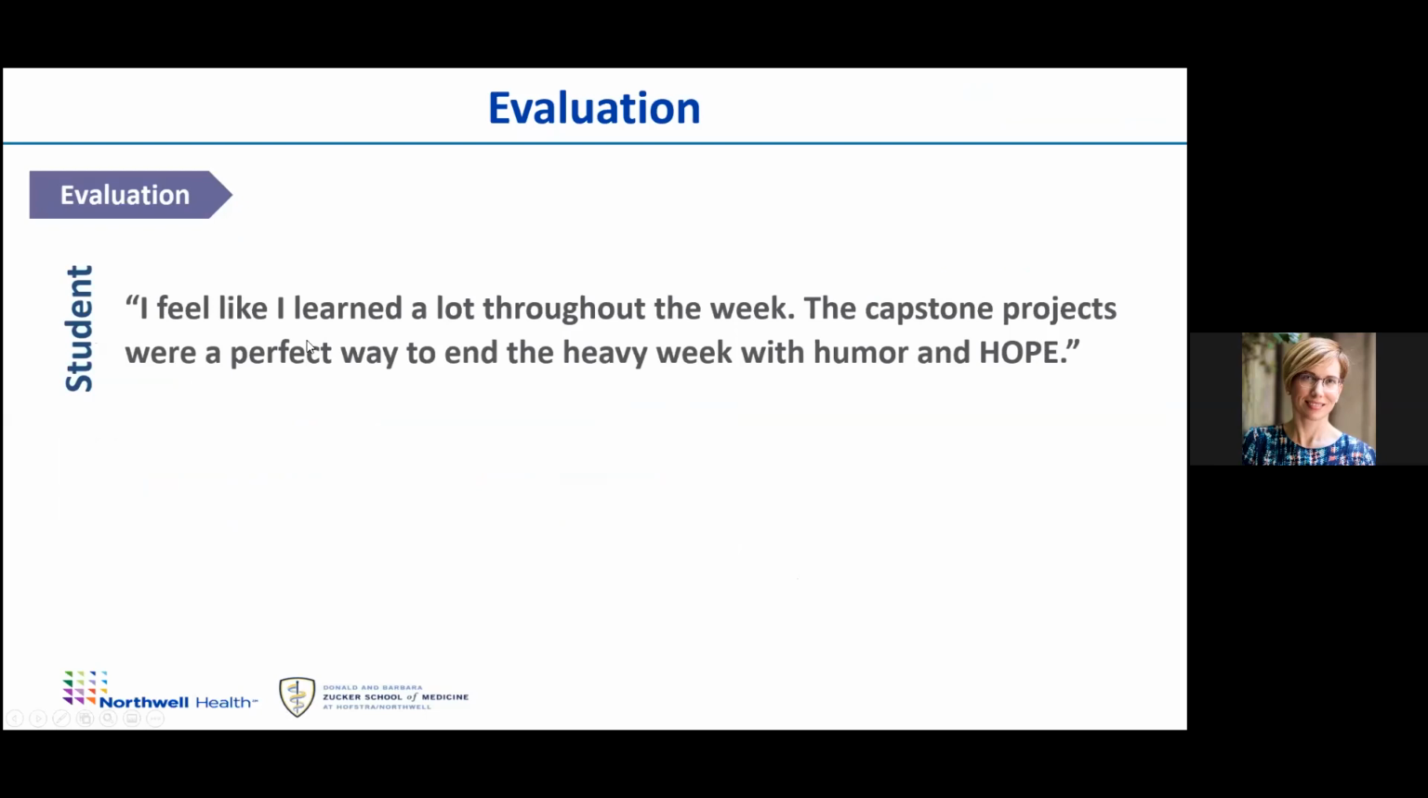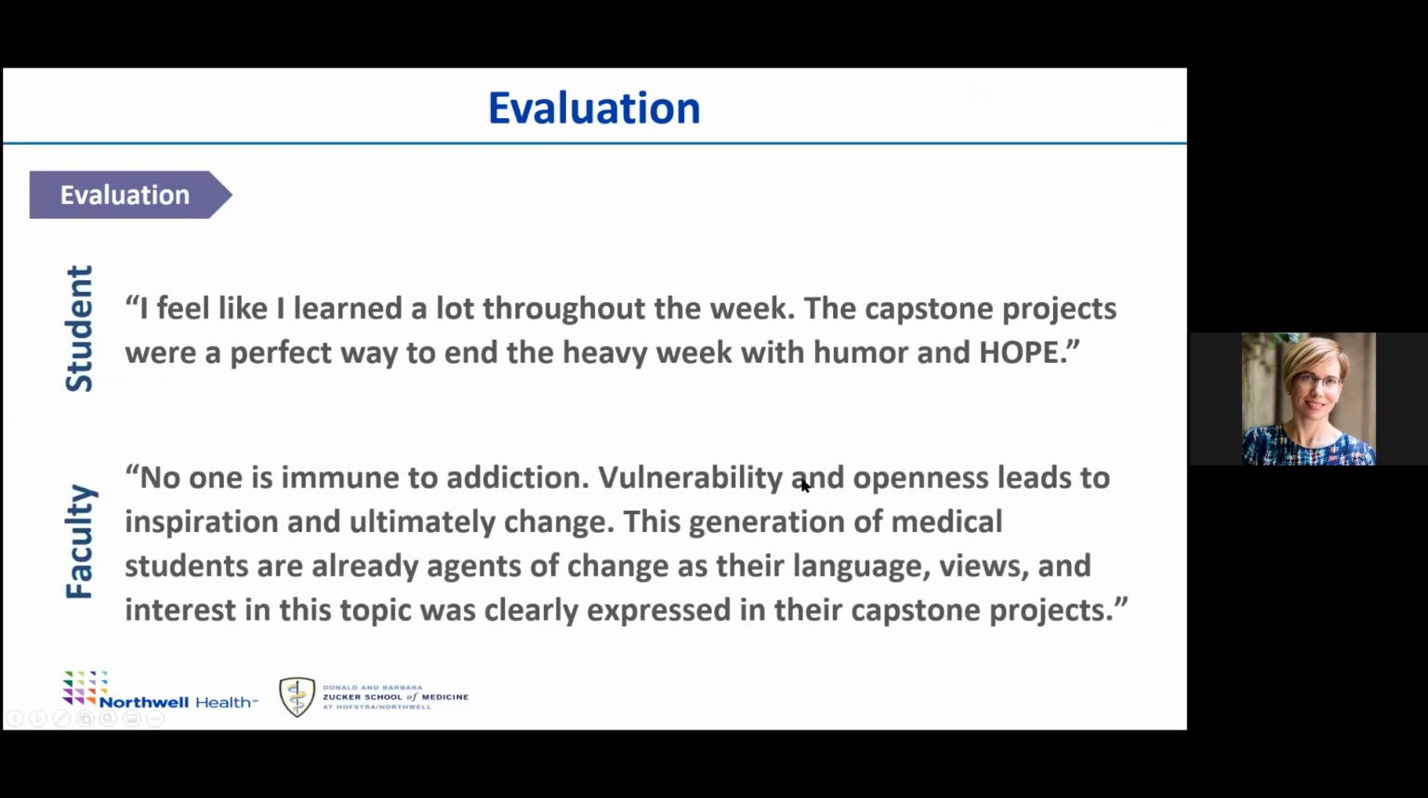And one of the students wrote, I feel like I learned a lot throughout the week. The Capstone projects were a perfect way to end the heavy week with humor and hope. And humor is reflecting back on the Capstone, the show and tell. We did have fun doing it, and the students also had fun with it.